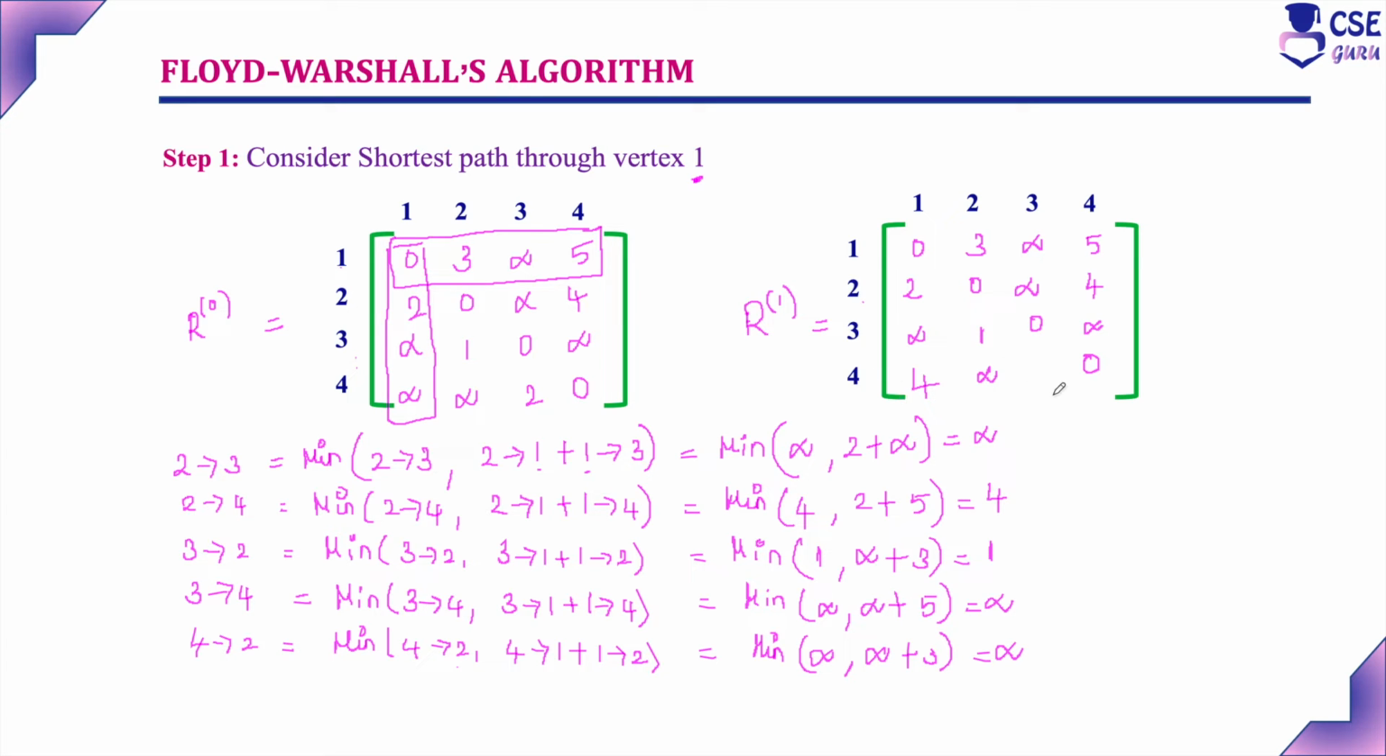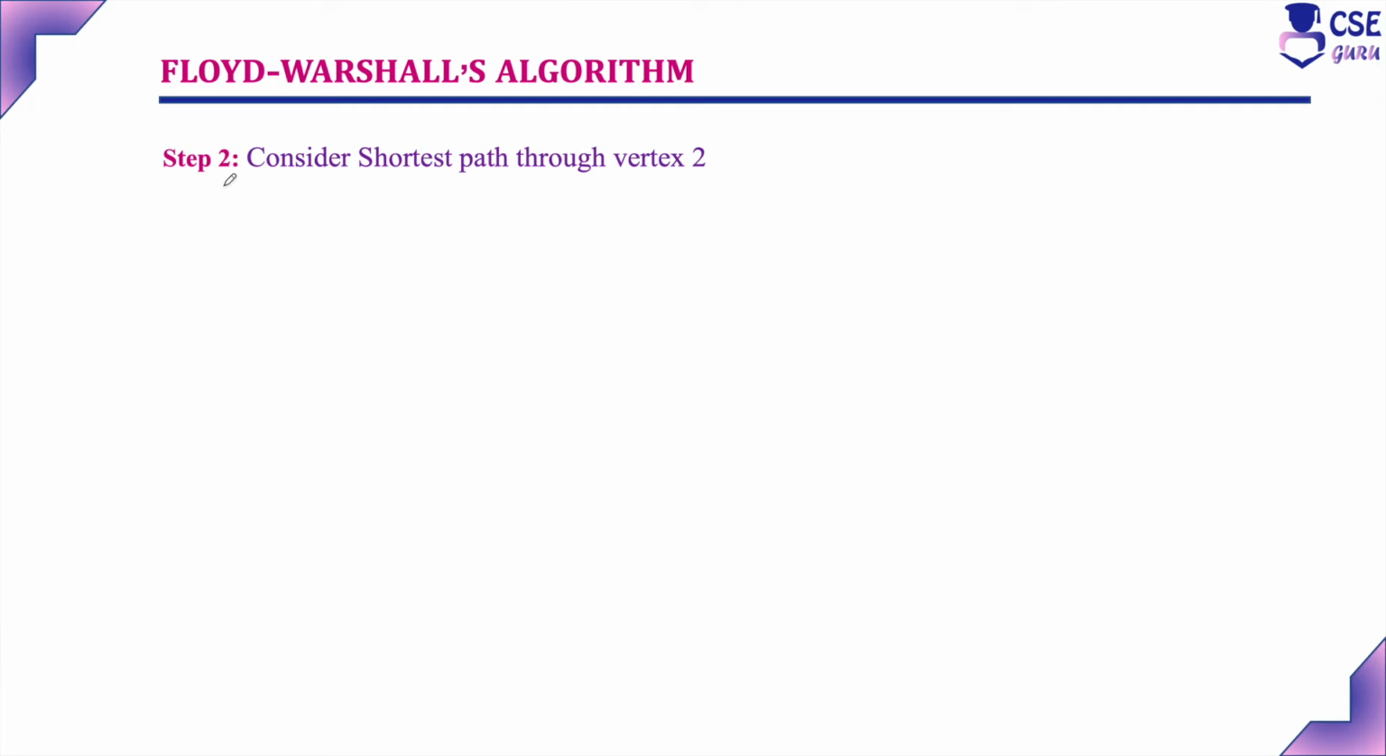So the values, if you are considering, this is 1 and this is infinite and this is also infinite. Now we need to find 4 to 3. So minimum of 4 to 3, comma, 4 to 1 plus 1 to 3. Through the vertex 1 we need to consider. So 4 to 3, the distance is already 2. And 4 to 1, it is infinite. 1 to 3 also infinite. So we will get it as 2 only. This value is infinite.